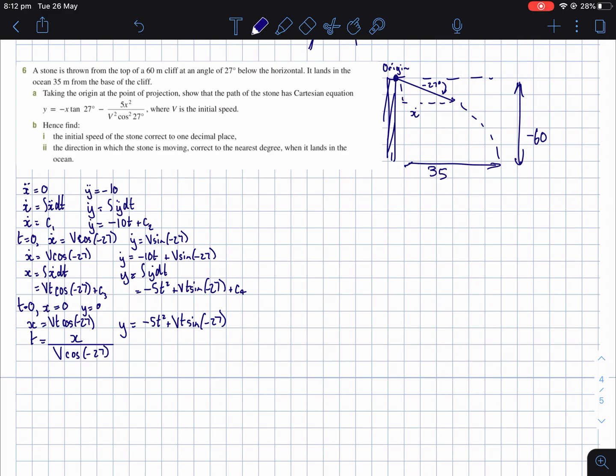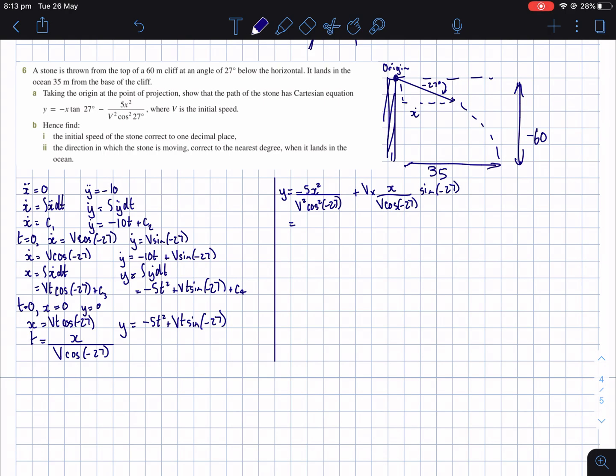Now I'm trying to remember about cos negative 27 and cos positive 27. They should be the same, shouldn't they? Yes. Let me go over here and do the rest. Y is negative 5 times t squared, so x squared over V squared cos squared negative 27, plus v times x on v cos negative 27 times sine negative 27.